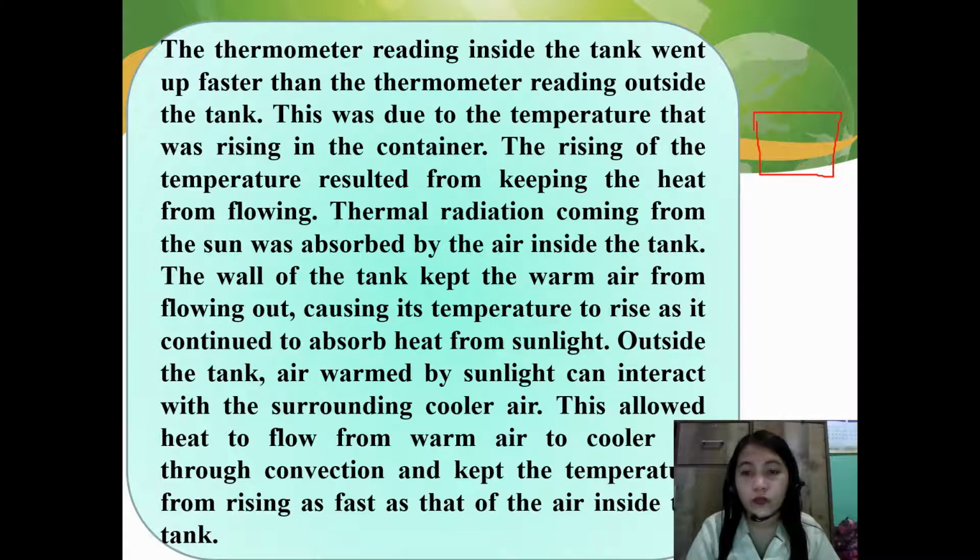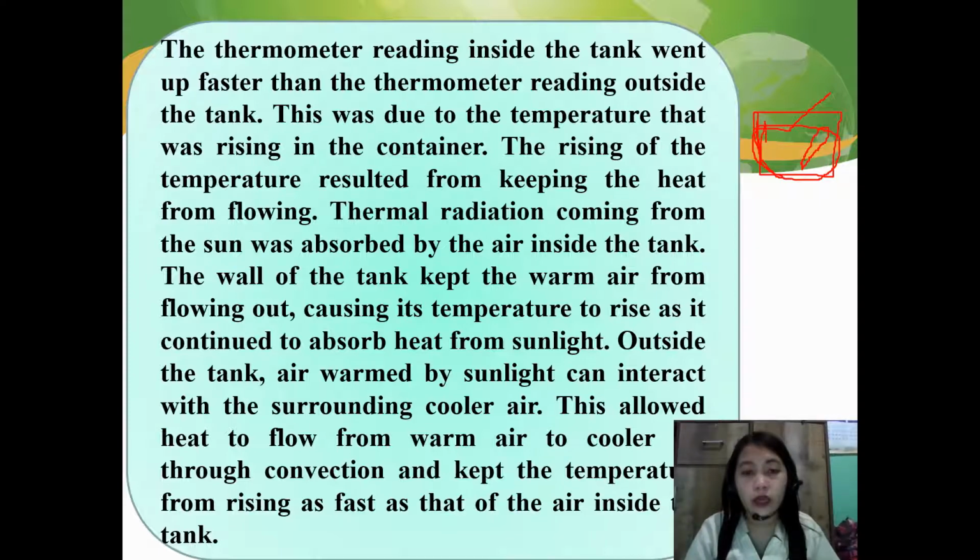So in the aquarium, we have one thermometer, and the heat coming from the sun was absorbed. And now, the heat that was inside the container was being trapped. That is because of the walls of the aquarium. Thermal radiation coming from the sun was absorbed by the air inside the tank. The wall of the tank kept the warm air from flowing out, causing its temperature to rise as it continued to absorb heat from sunlight. That is why there is higher temperature inside the aquarium.